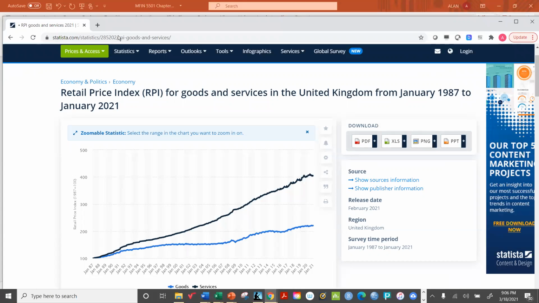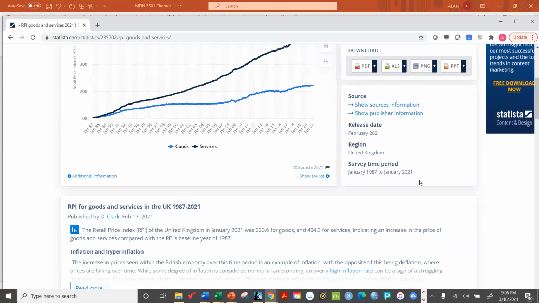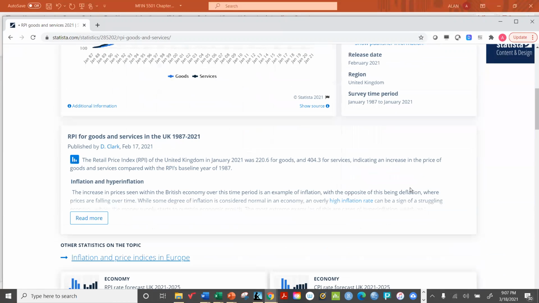It's simply a basket of goods that they believe the typical consumers are buying during a given year, and they use that information based on whatever base year. Here, for example, it says January 87 to January 2021. I don't know what they consider to be their base year, but whatever year it is, oh, there it is. The base year for them is 1987. So that means 1987 would be set equal to 100. And so in January 2021, they were at 220.6 for goods, 404.3 for services. And so that's how we can tell how quickly they've risen, because 100 is the year 1987.